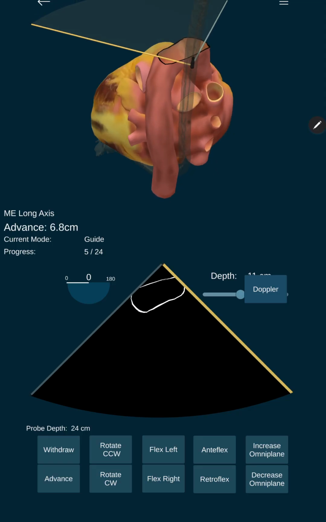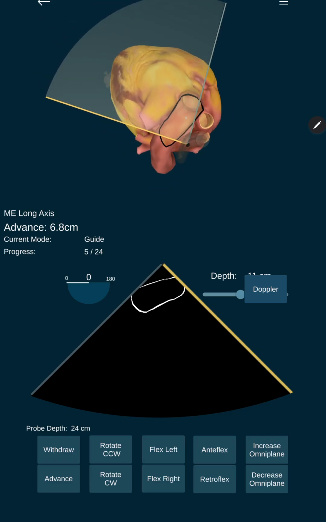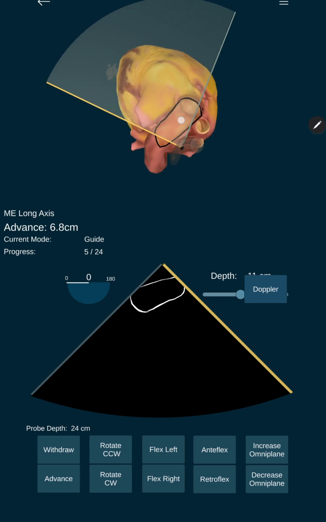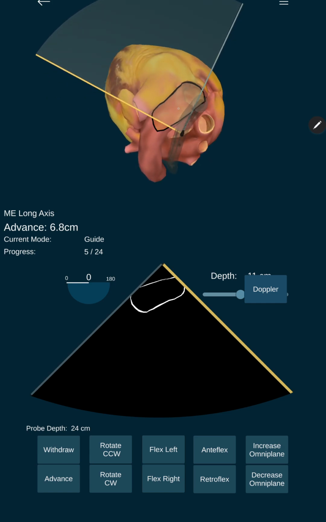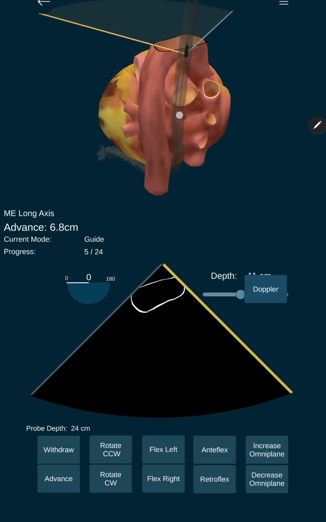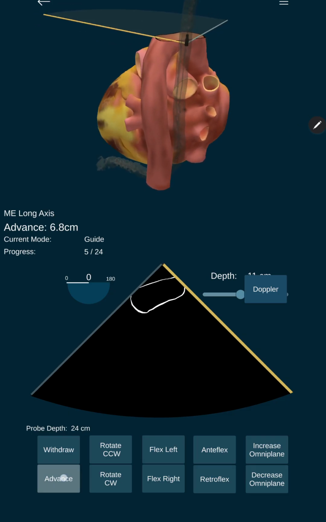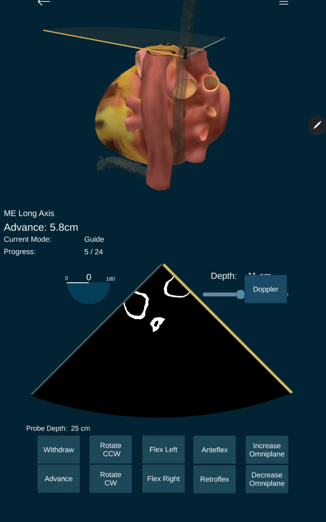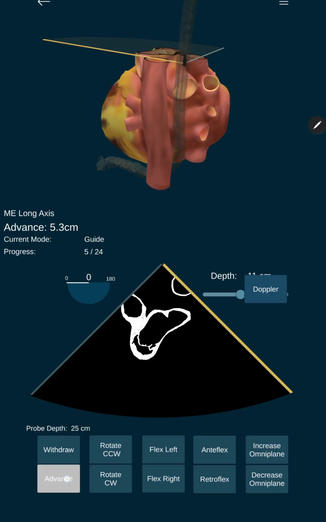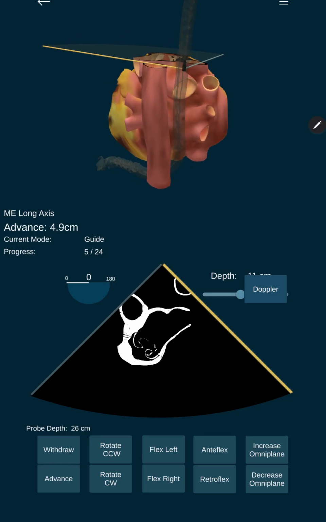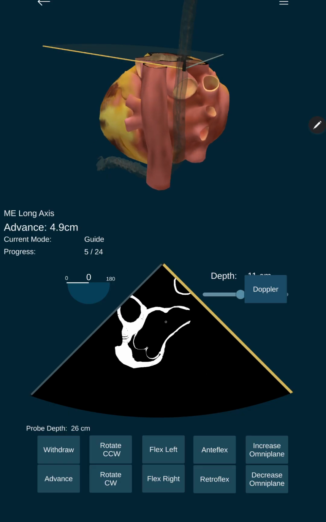Once we advance further, this is the arch of aorta, which is also more clearly seen in the 3D image. Further advancing the probe, this is the ascending aorta, and this is the descending thoracic aorta. Further advancing, this is the pulmonary valve, which we can see, and the main pulmonary artery.